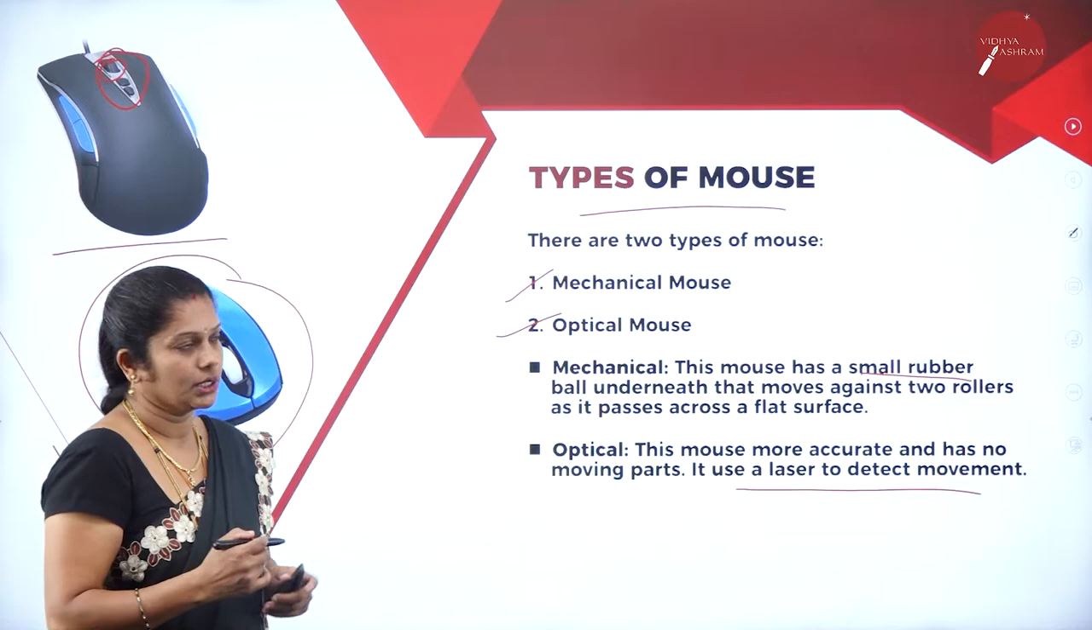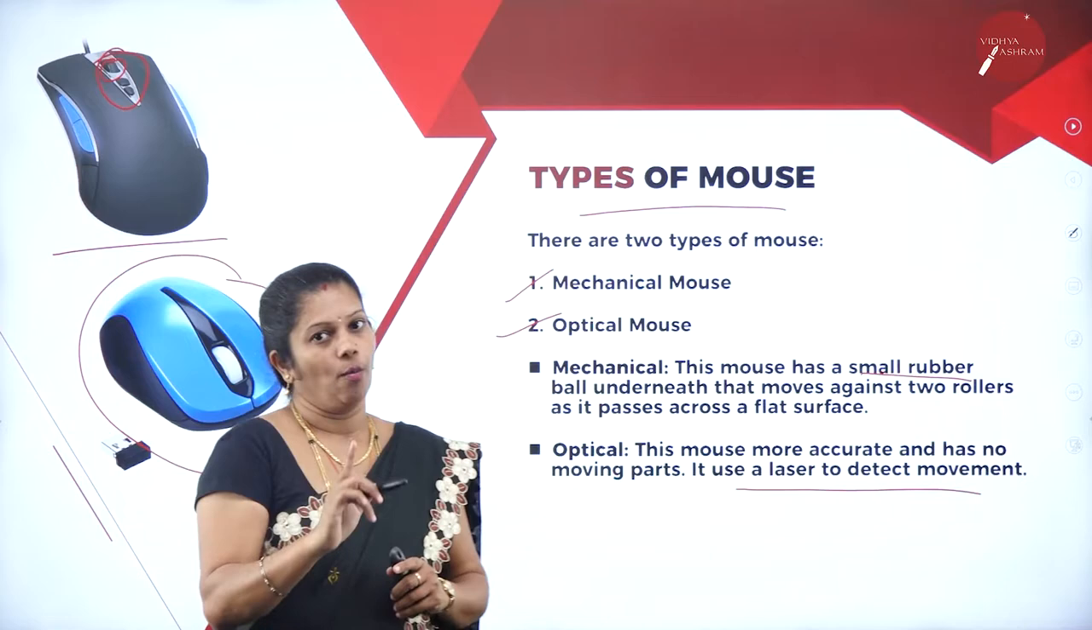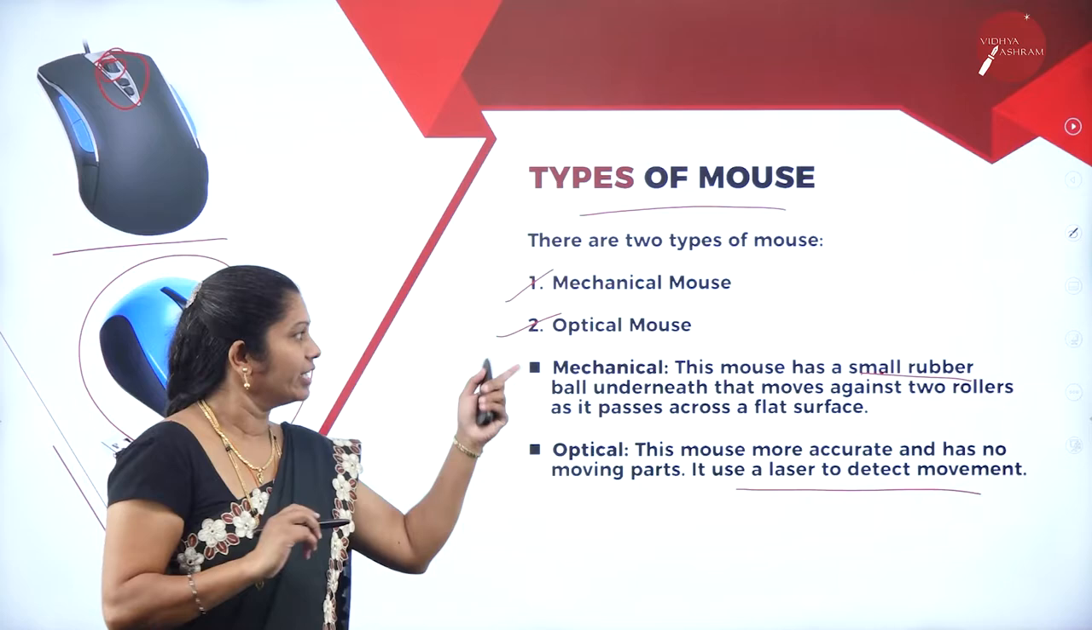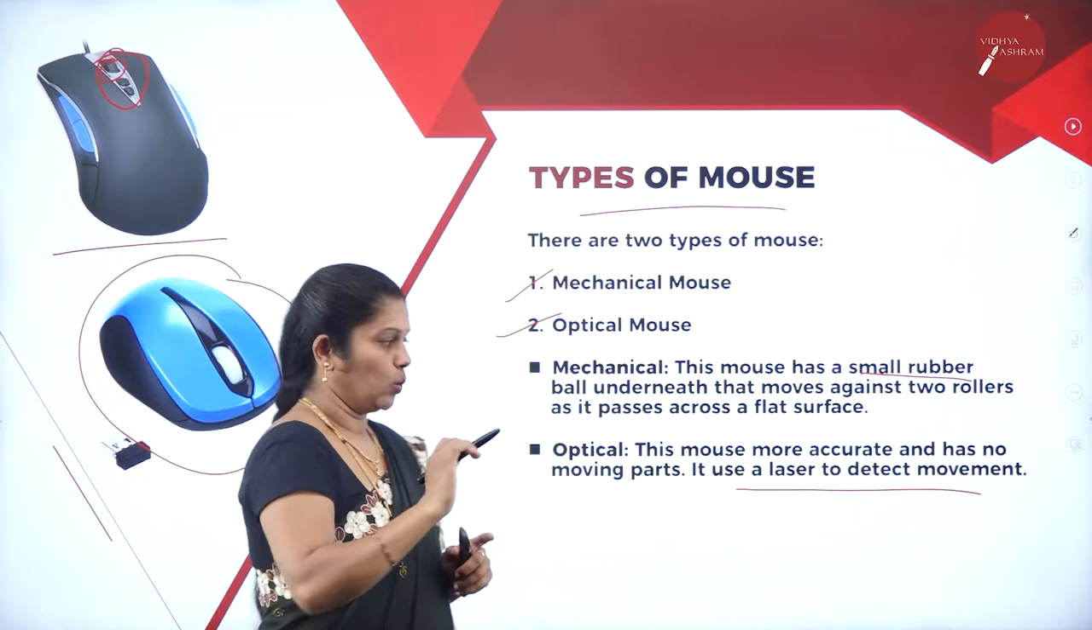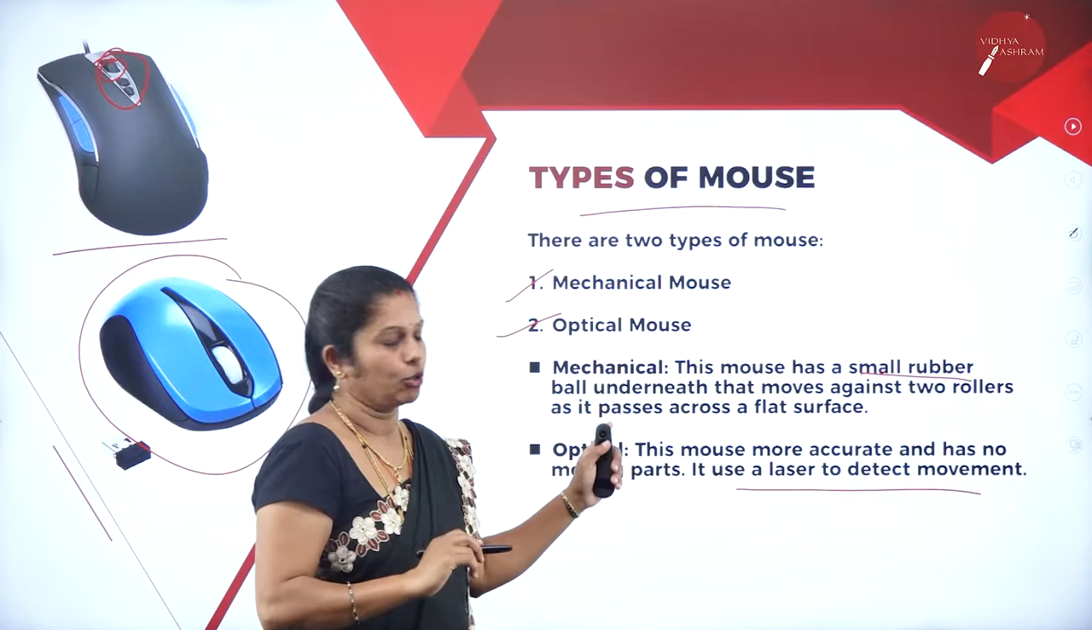When you come to types of keyboard: standard keyboard, ergonomic keyboard, virtual keyboard, compact keyboard. But when you come to mouse, the first one is mechanical mouse as well as optical mouse. In mechanical mouse, we have a small rubber ball, whereas in optical mouse, we do not have any rubber ball. By moving the mouse, that ball also moves inside, and by that we can control. Whereas here, by using laser beam, we can control.